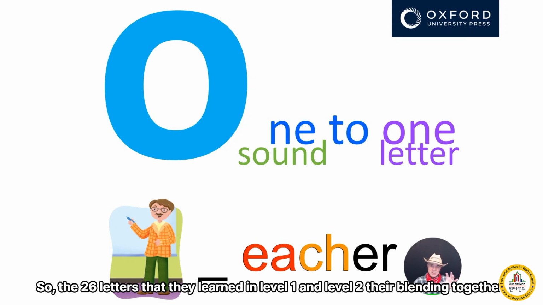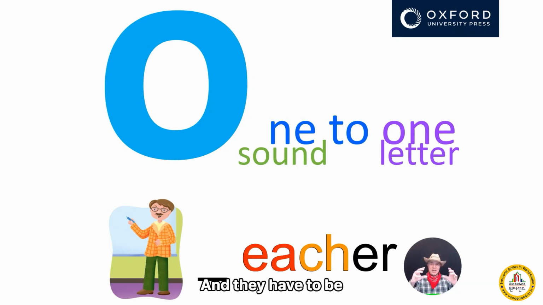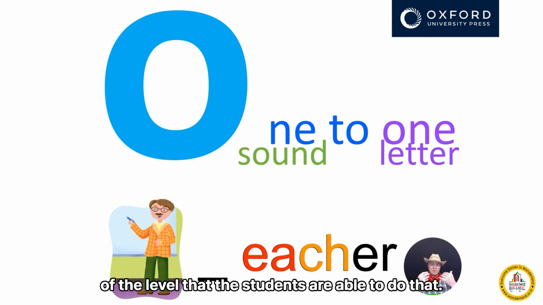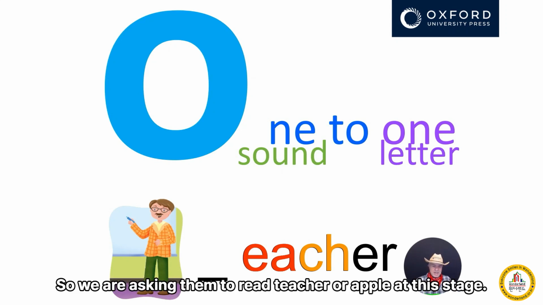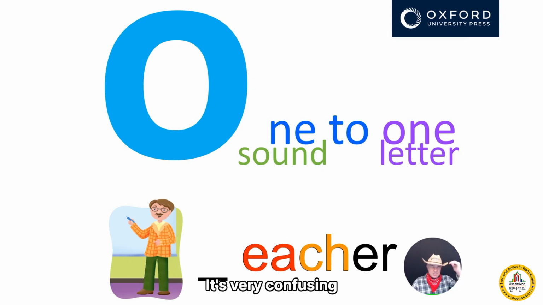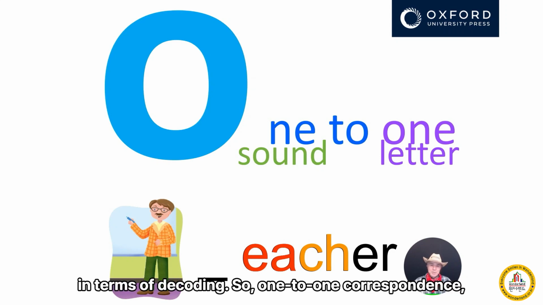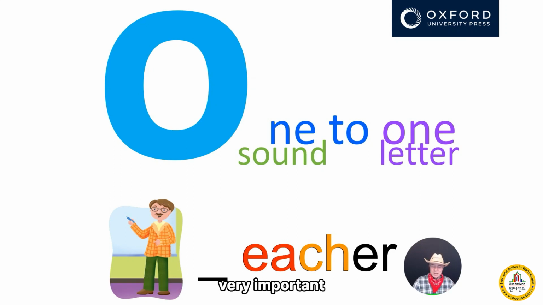So the 26 letters that they learned in level 1, in level 2, they're blending together, and they have to be of the level that the students are able to do that. So if we're asking them to read teacher or apple at this stage, it's very confusing and very difficult for the students in terms of decoding. So one-to-one correspondence, very important, especially at the early stages of early literacy.